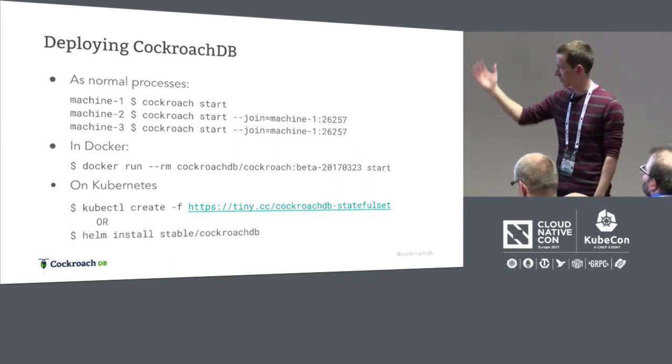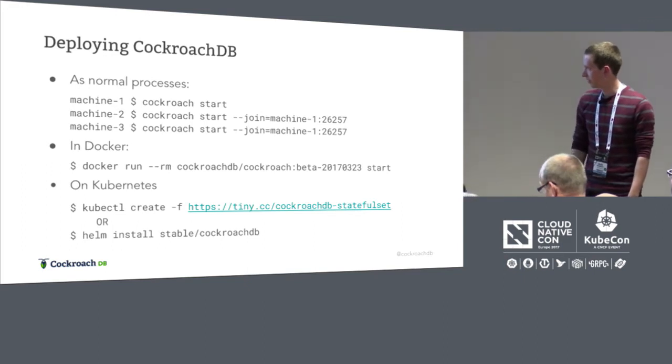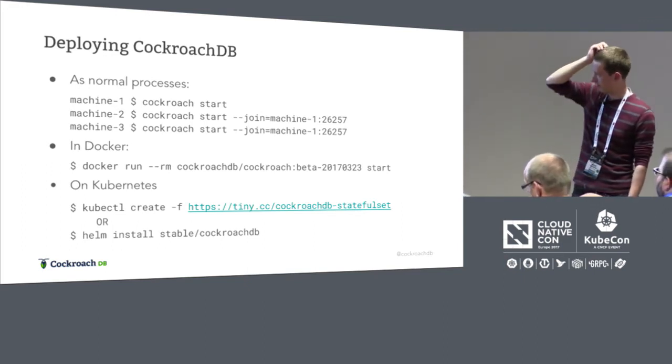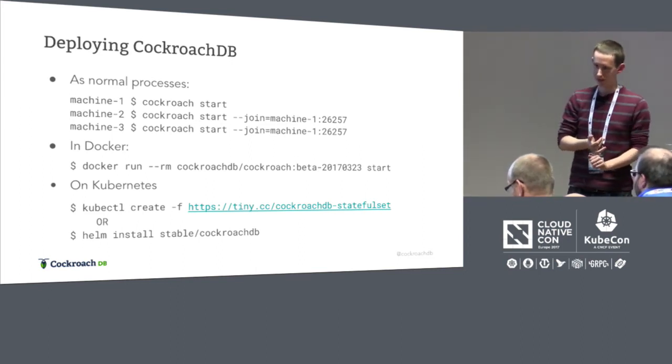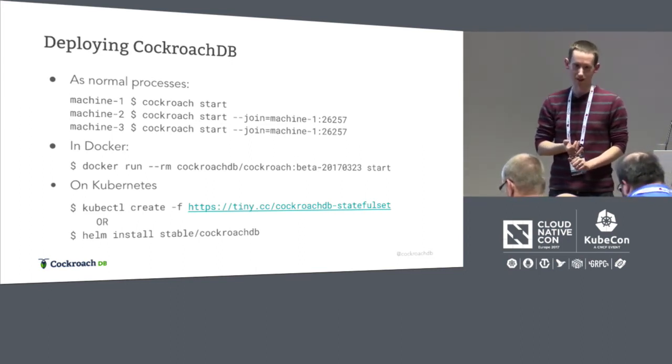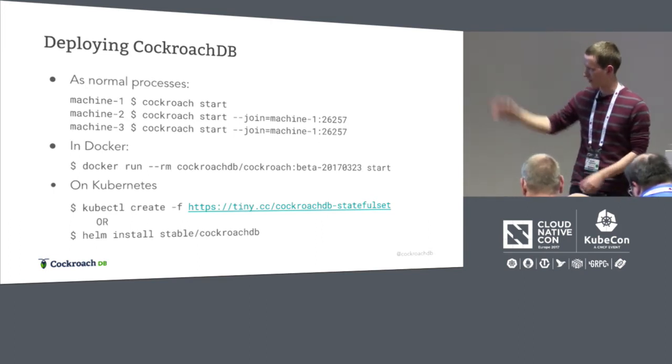We have a Docker image. We have a Kubernetes configuration. We have a Helm chart if you're into Helm. We use a stateful set with Kubernetes, along with things like pod disruption budgets that got added in 1.5 to ensure that automated upgrades won't take down too many nodes at once. These configurations are all fairly solid.